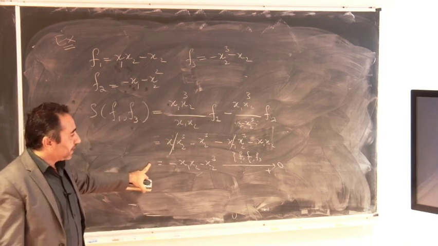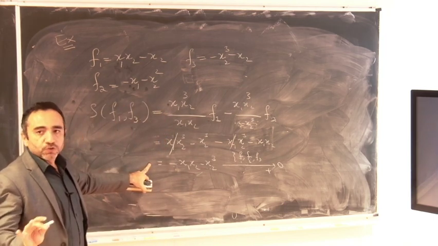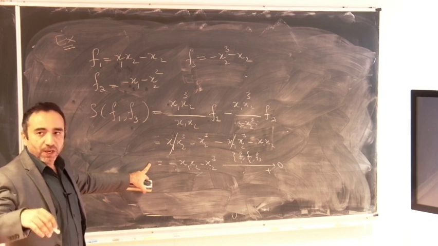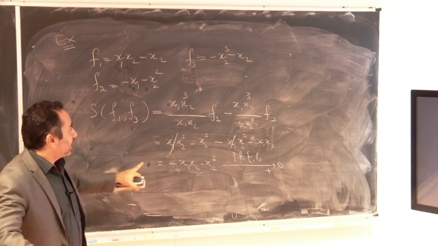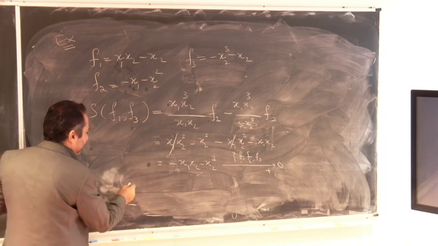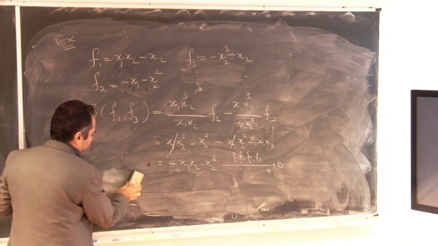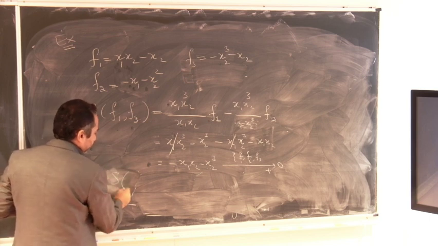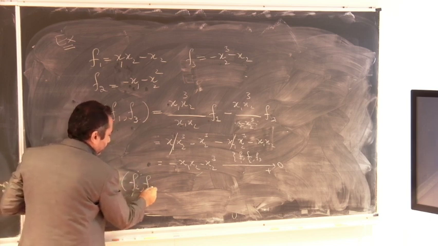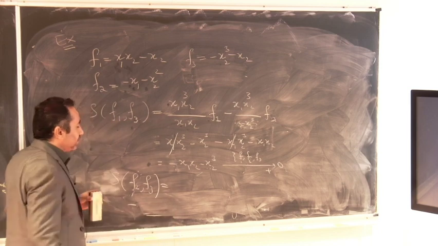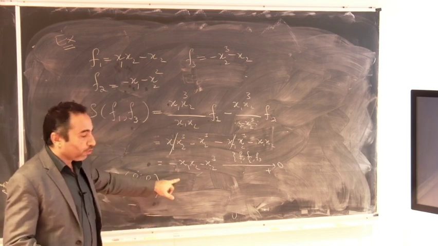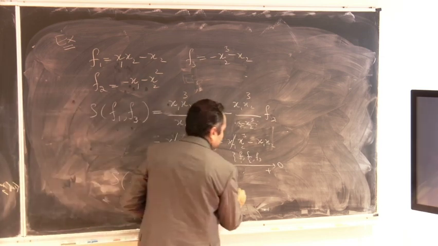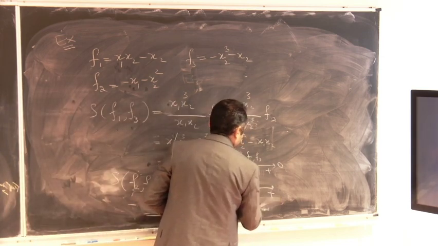Okay, and again it's 0, so we don't need to add any new polynomial for this pair, and what is left is to check S of f2, f3. You can check that by doing so it will give us a polynomial, and when we divide it, it will also go to 0.